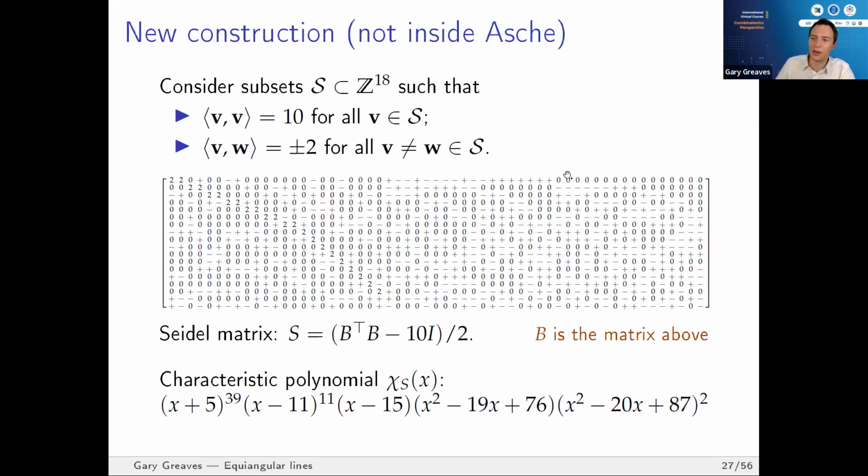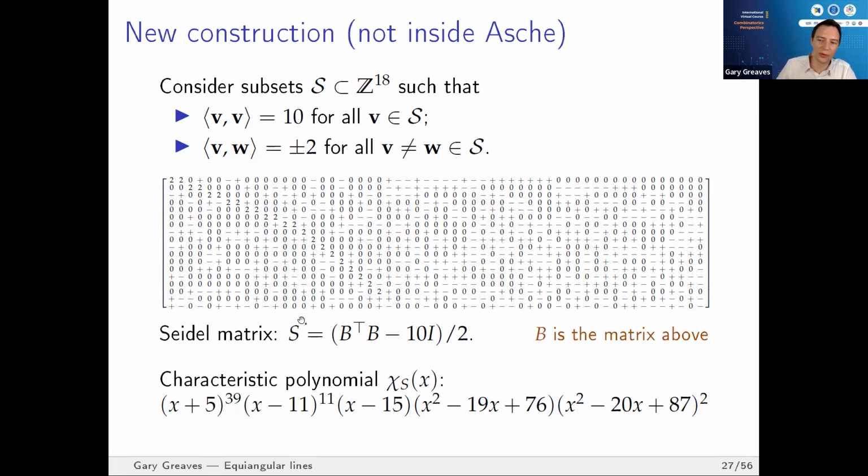And here is one of the systems we found. I've just put all of these vectors as columns. You can see they're all integers. There's a plus or a minus to mean plus or minus 1, and then there are also some 2's floating around. So these are 57 columns. Each one spans a line, and those are equiangular lines in dimension 18.